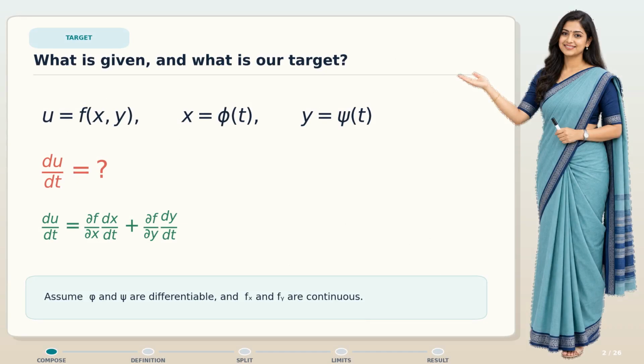We are given u equals f of x comma y, but x itself is phi of t and y itself is psi of t. So, when t changes, x changes, y changes, and finally u changes. Our target is the rate of change of u with respect to t at the point t. The formula shown in green is what we must prove.